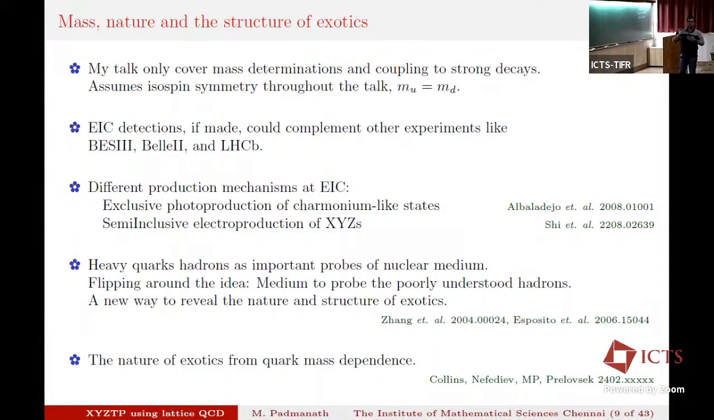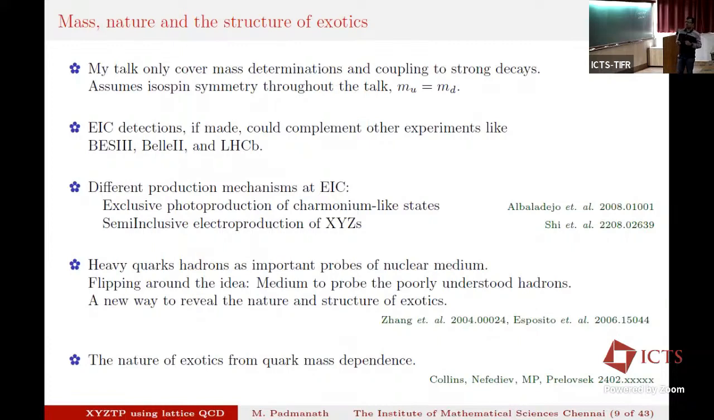I have been working on this for nearly 10 years, mostly motivated by observations and discoveries from LHCb, Belle II and BESIII. The EIC also has prospects, and there are already some proposals from theory groups, like photoproduction of charmonium-like states at the EIC and semi-inclusive electroproduction. There are already some proposals from these collaborations.